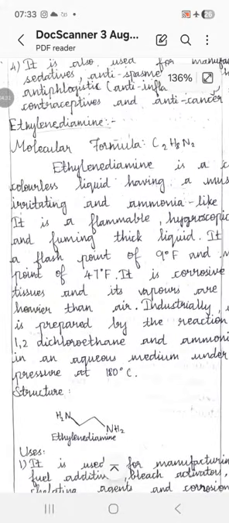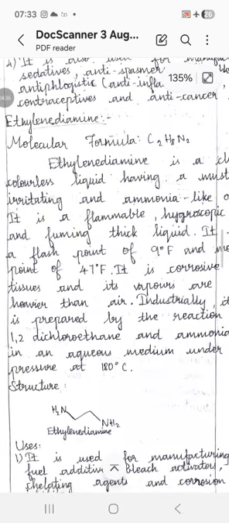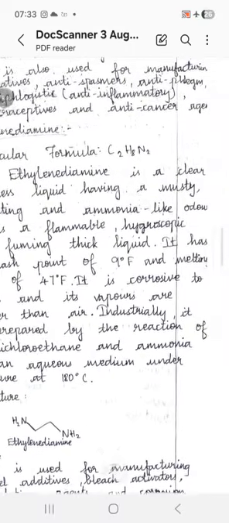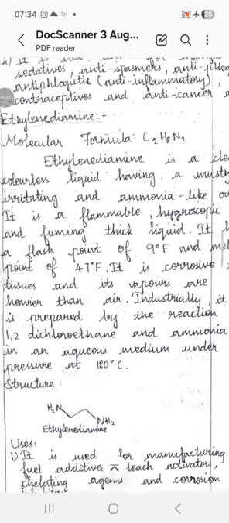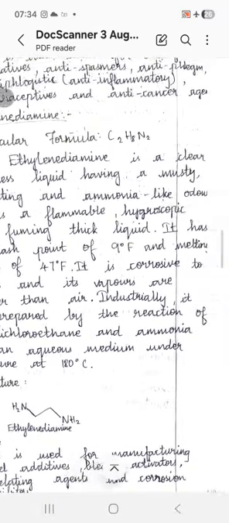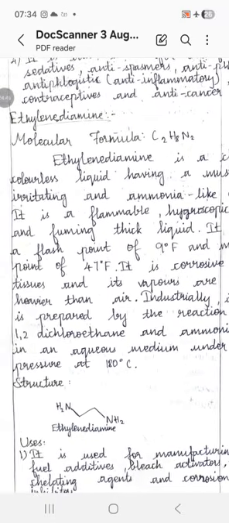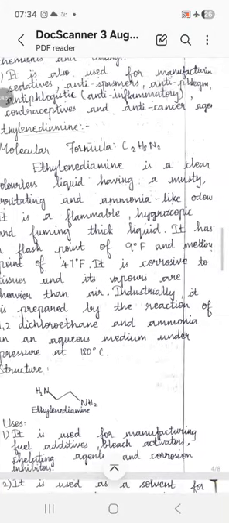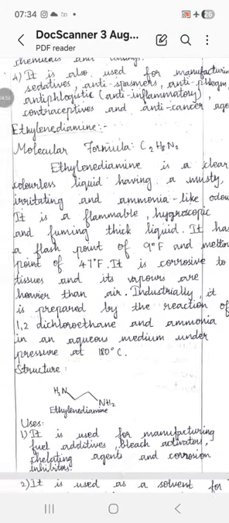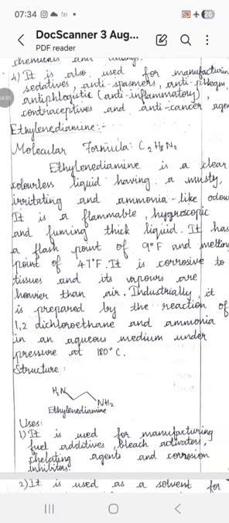Then it has a flash point of 9 degrees Fahrenheit, and the melting point is 47 degrees Fahrenheit. It is very corrosive. It is corrosive to tissue and its vapors are heavier than air.